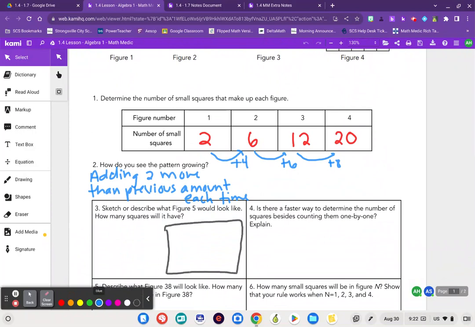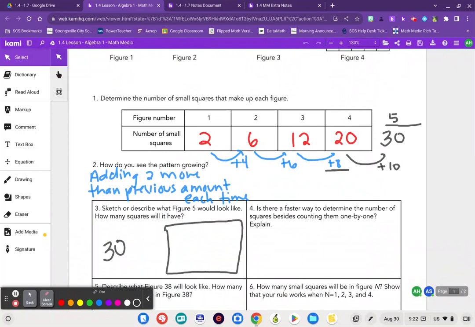Well, one way I could know is I could go back up here to my table and say, hey, I'm adding 2 more than I previously added. So from figure 3 to 4, I added 8, which means from figure 4 to figure 5, I should add 10. So 20 plus 10 would give me 30 little squares in figure 5. So I think there should be 30.